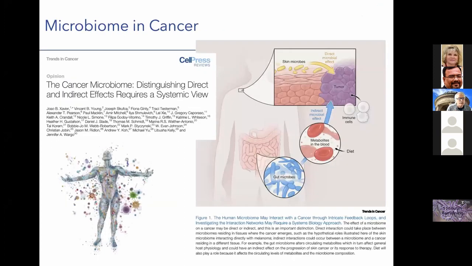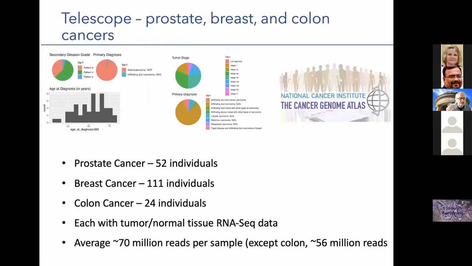We've also looked at microbiome and cancer. And there are a lot of implications for microbiome and cancer. We worked on a review paper a few years ago. We looked at TCGA data, specifically at prostate cancer, breast cancer, and colon cancer. And these are wonderful data sets because they're RNA-seq data from a number of individuals from tumor tissue and normal tissue, adjacent normals. So you've got case and control right in the same data set. These average 70 million reads per sample, so they're really nicely, densely sampled.